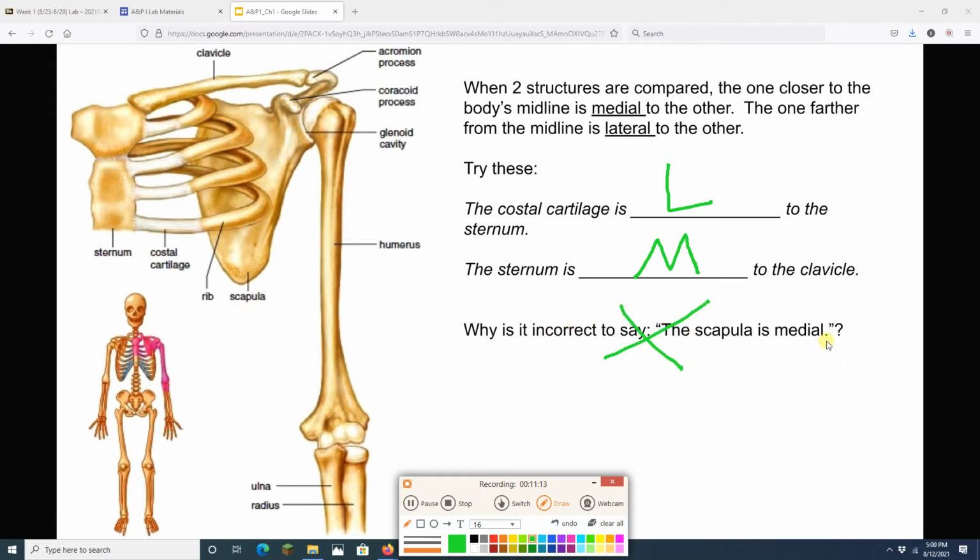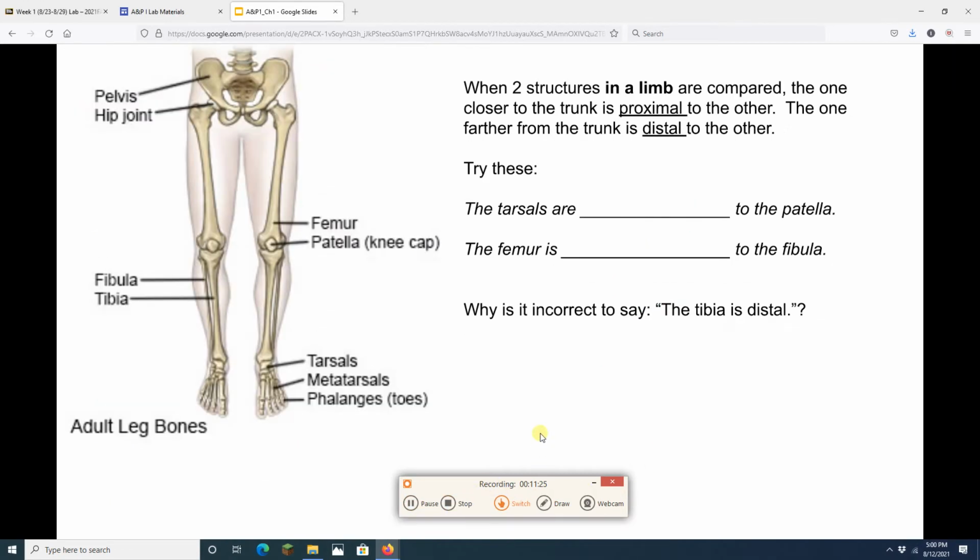That is wrong. We can't put a period there. We have to say medial to something else. All right, guys, on that note, let's keep on going.